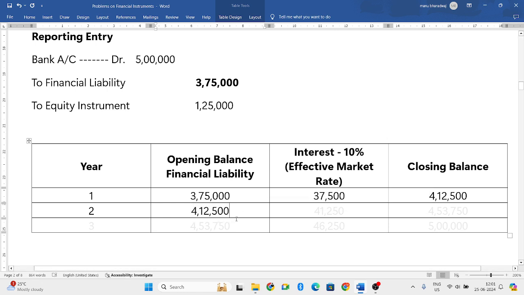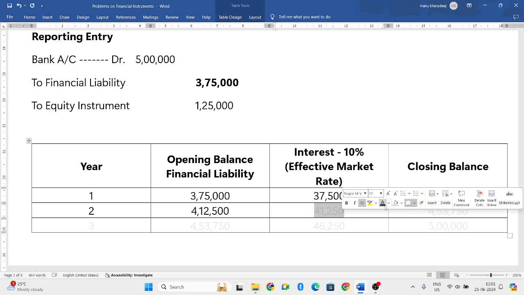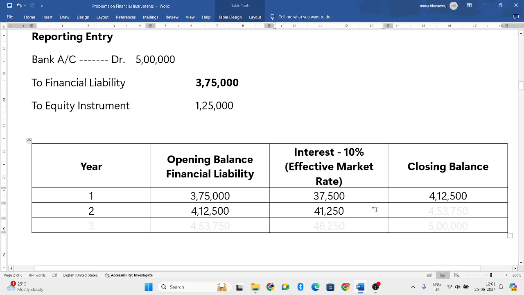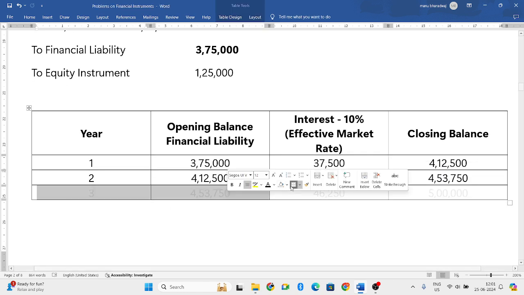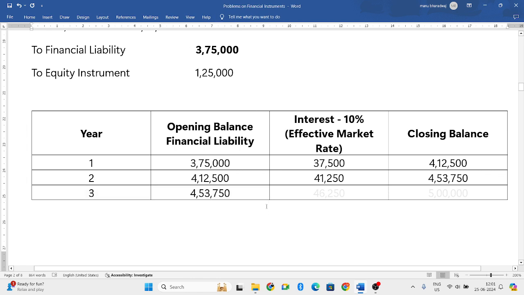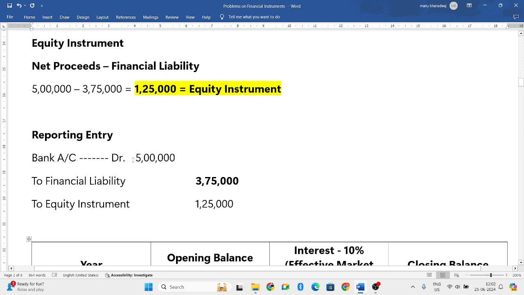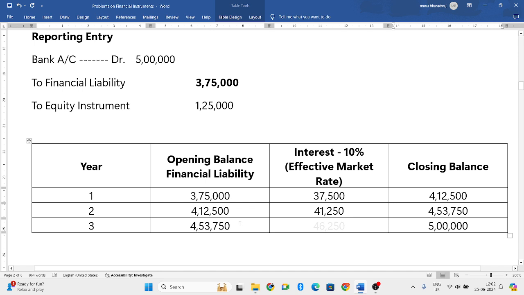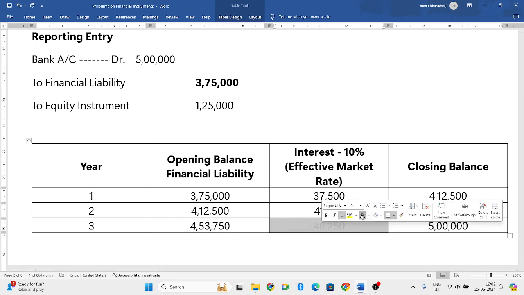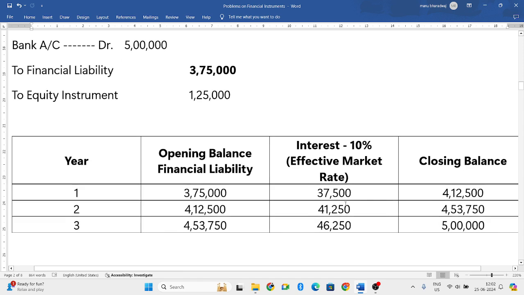Next, that will become the opening balance for the second year, 4,12,500. Take 10% of that, 4,12,500 into 10%. You will get 41,250. If you add it to the opening balance, you will get the closing balance of the second year, that is 4,53,750. That will become the opening balance for the third year, 4,53,750. But here you should not do into 10%, because what is the actual amount you are repaying? By the end of the third year, you will pay 5 lakh rupees. So the difference between 5 lakh minus 4,53,750, you will get 46,250. That will be your interest.